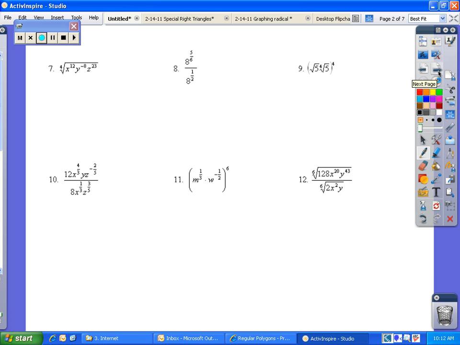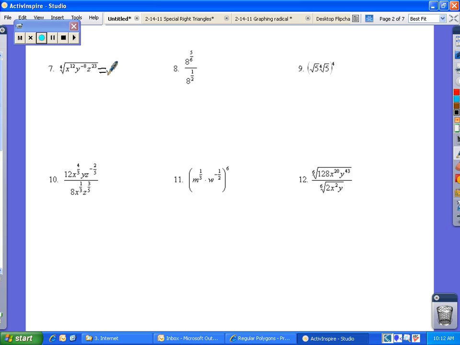For number 7, you want to first raise everything to the 1/4 power. So that'll be x to the 12th, y to the negative 8, z to the 23rd, all of that raised to the 1/4 power.